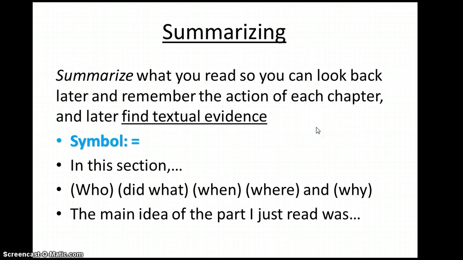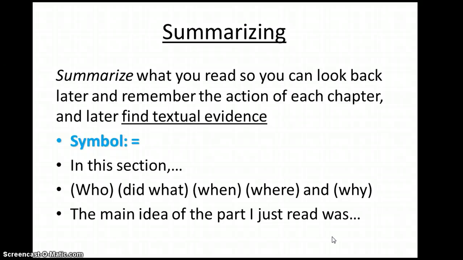One of the more important things you'll do is also summarizing what you read in each chapter or major section of the chapter so that you can look back later and remember what action occurred in each chapter, and later help you find textual evidence which you will use in your essay writing. The symbol for summarizing that can help you is an equal sign. You could say things like, in this section, who did what, when, where, and why, and the main idea of the part I just read was.